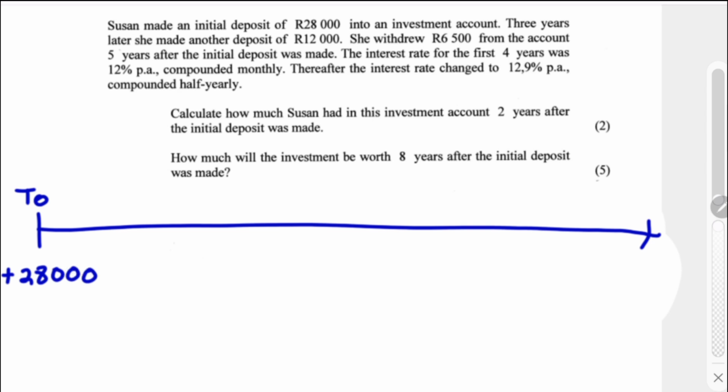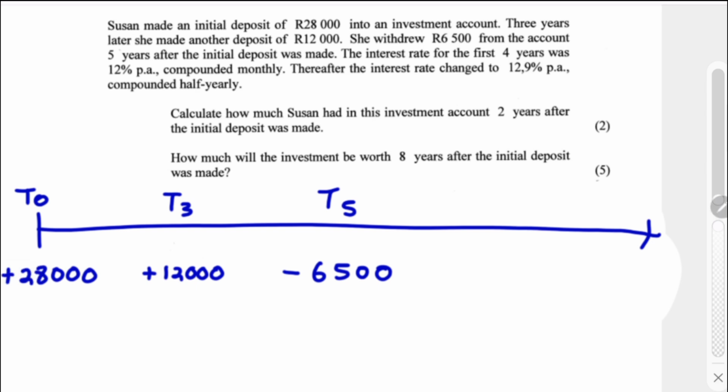3 years later, she made another deposit of 12,000. So that's plus 12,000. And then she withdrew 6,500 from the account 5 years after the initial deposit was made. So at T5, she is withdrawing, so negative 6,500. And the interest rate for the first 4 years was 12% compounded monthly.